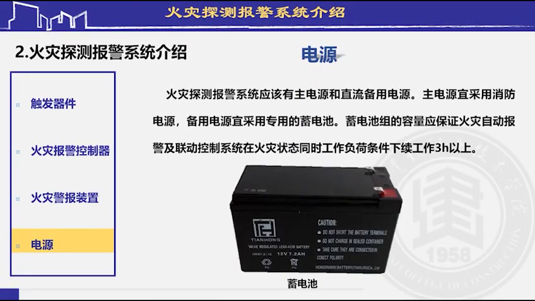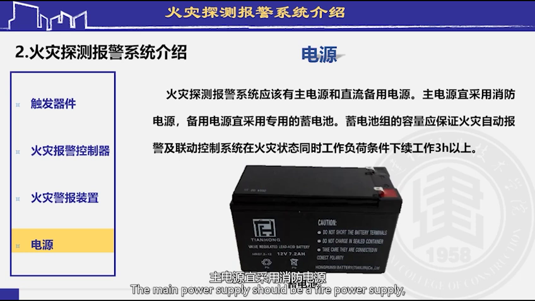The proper setting of the automatic fire alarm system is directly related to the safety of the entire building and the lives and property of personnel. Therefore, the automatic fire alarm should have a main power supply and a DC backup power supply. The main power supply should be a fire power supply, and the backup power supply should be a dedicated battery. The capacity of the battery pack should ensure that the automatic fire alarm and linkage control system can continue to work for more than 3 hours under both fire and load conditions.